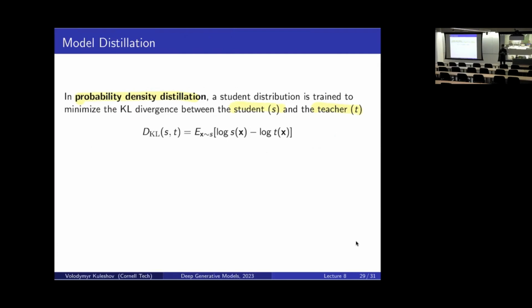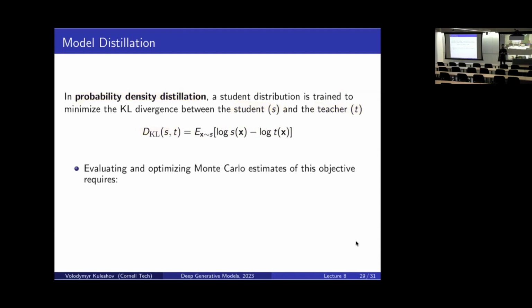And I can train these models by minimizing the KL divergence between S and T. We saw the KL divergence. It's a notion of similarity between distributions. And this is essentially the formula for the KL divergence that we're going to minimize.